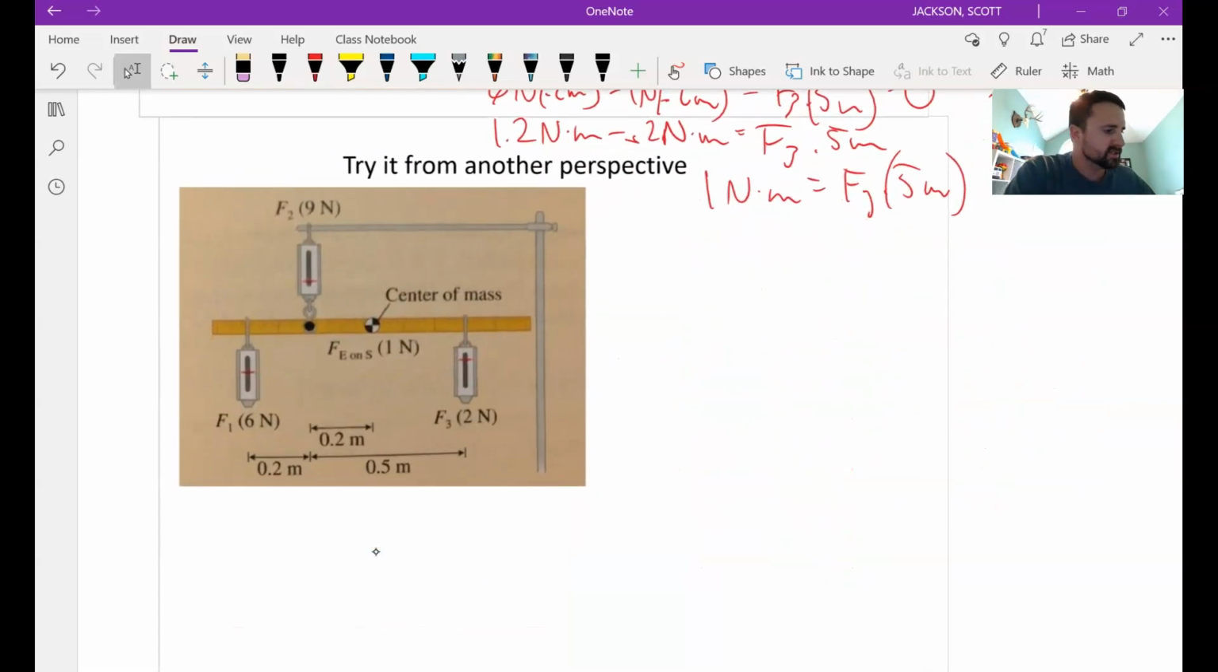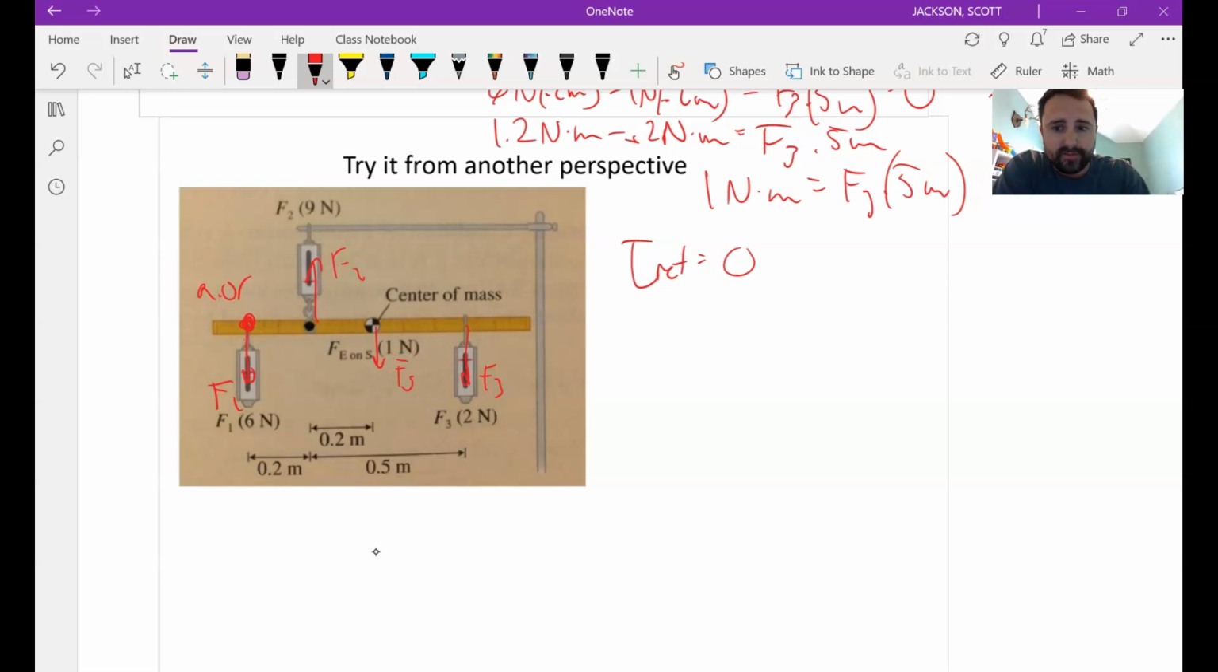I just want to show you that this still works from another perspective. So let's call F1 my axis of rotation. I know it's not rotating there, but let's just see if that was it. So forces would be identical, so we don't need to look at that. But let's say our net torque equals 0. So again, putting my forces in, there's F1, F2, Fg, and F3.